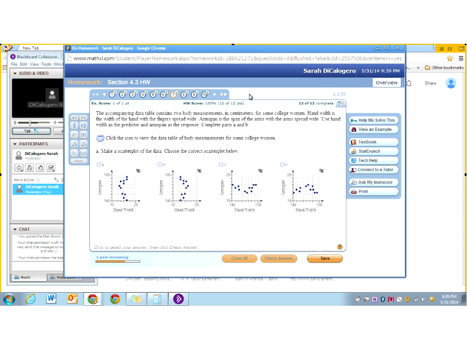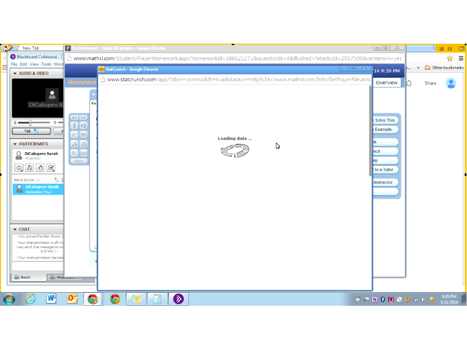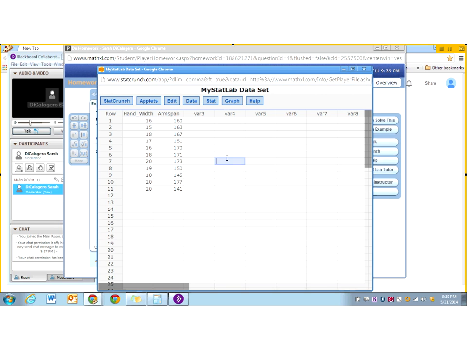The first thing they want you to do is make a scatter plot of the data. If you look, hand width is the predictor variable, or the x variable. Arm span is the response, or the y. So we're going to click here, and right next to the arm span there's a little box that says copy table. If I click it, I can open it in StatCrunch.